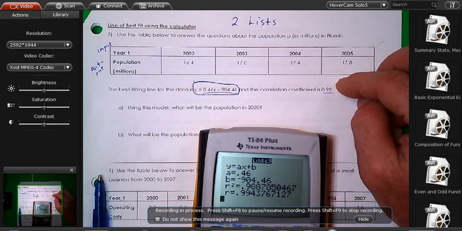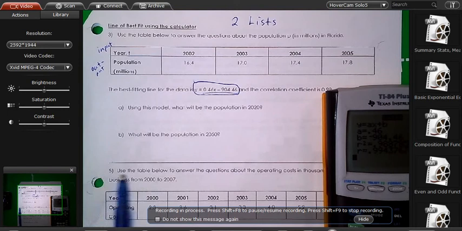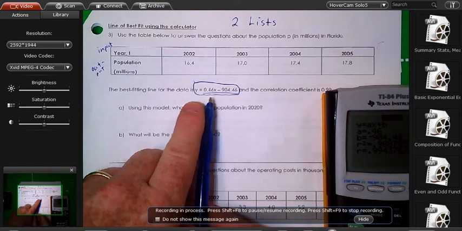Now, using this model, what will be the population in 2020? So now we're going to use our line of best fit formula to make a prediction. So what am I going to plug 2020 in for, you think? X.